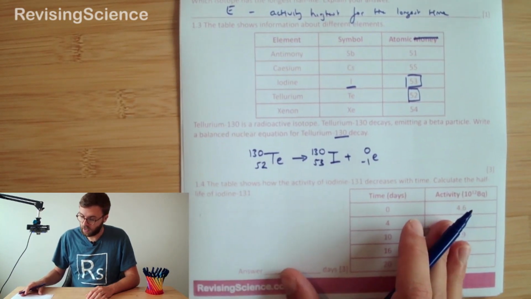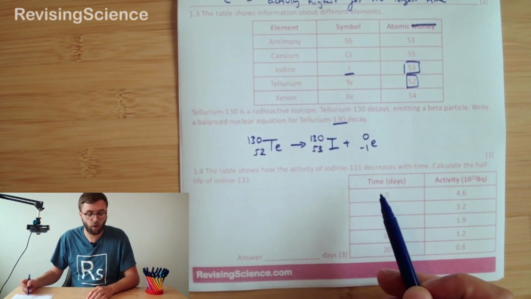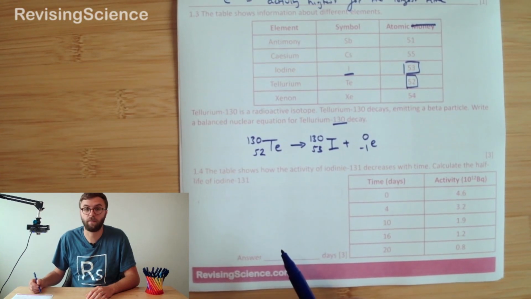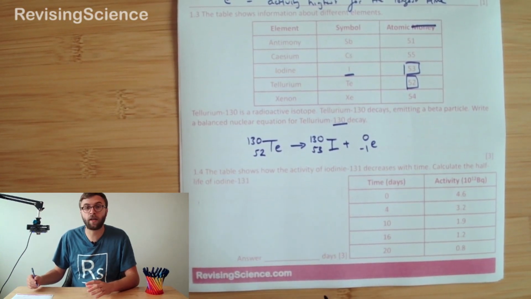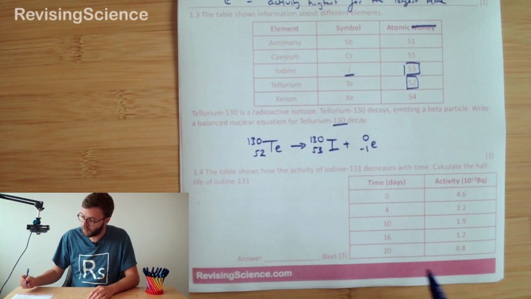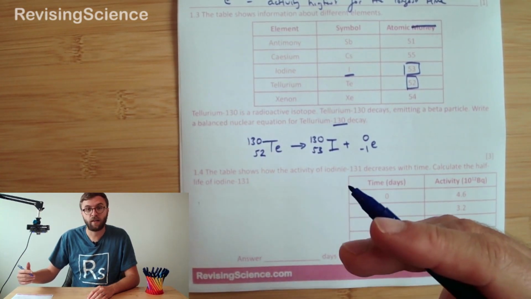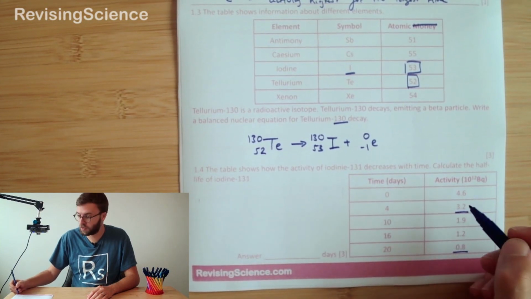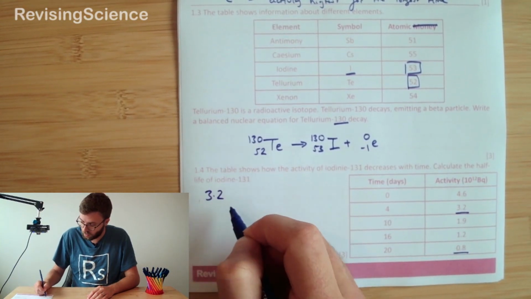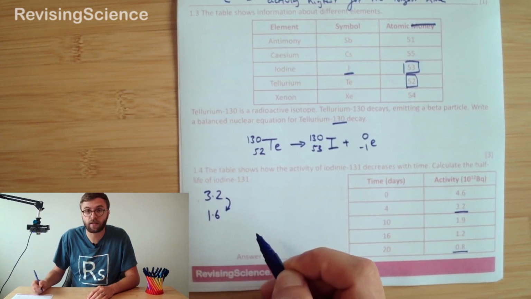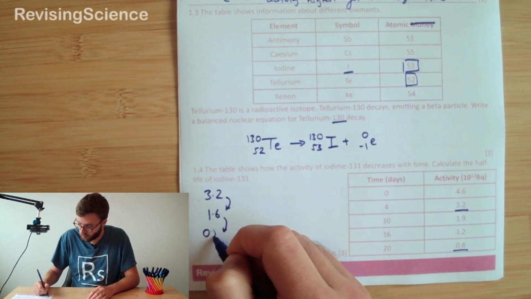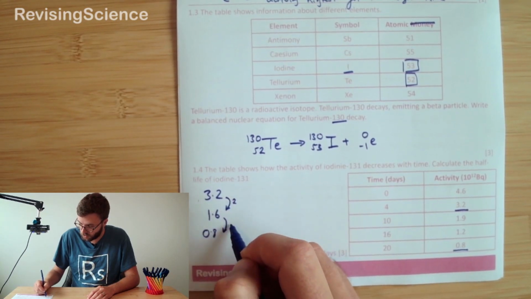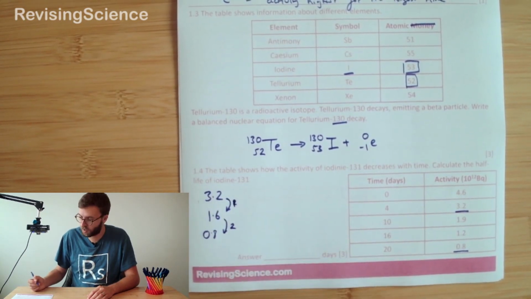Finally, in the question, the table shows us how the activity of iodine-131 decreases with time. Calculate the half-life of iodine-131. Now in these questions, you've got to know what to look out for. What I'm looking for is points where the numbers are halving. So if I look here and here, this is really useful because 3.2 halved is 1.6 and halved again is 0.8. So we can see that there have been 2 half-lives, 1, 2. So 1 half-life and 2 half-lives.